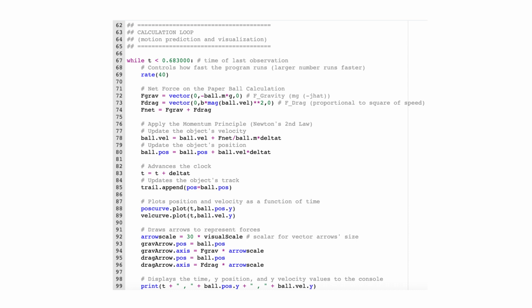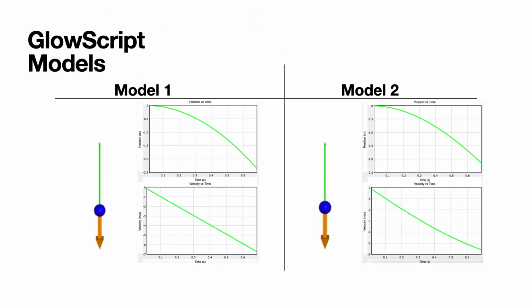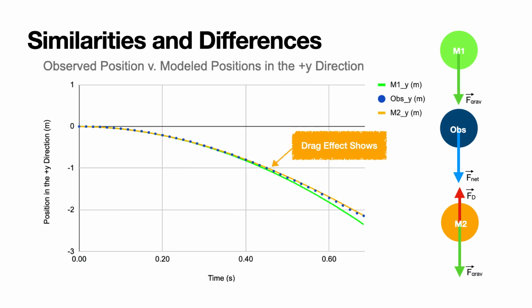Also, the values for time, ball position, and ball velocity are printed to the console for easy transfer to Google Sheets for the analysis. Shown here are the resulting models with Model 1 on the left and Model 2 on the right. Plotting the position time graphs of the observation and the models on the same graph, we can see that the paper ball starts showing the influence of drag after around 0.45 seconds, when the observations start deviating from Model 1. Before then, the position time graphs for the observation and the models are essentially the same.